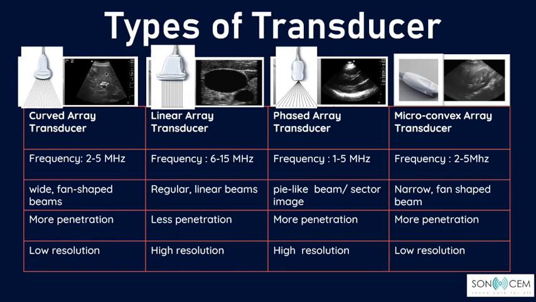Phased array transducer is a bit unique because it has good penetration as well as high resolution, and this is because of the presence of multiple small elements, each of which is pulsed individually at a calculated timing. The microconvex array transducer has a frequency of 2 to 5 MHz, which is similar to the curved array transducer, and it produces a narrow fan-shaped beam. It has good penetration, however, low resolution.